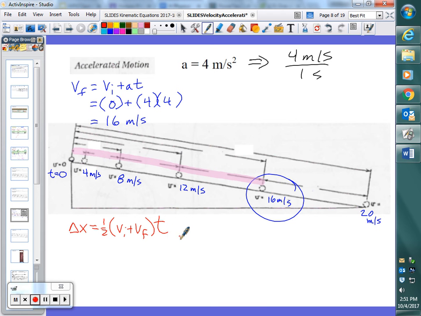So for this part that I've highlighted in pink, what's the initial velocity? 0, right? So we're going to put the 1/2. 0 goes here. What's the final velocity during that section I highlighted in pink? 16. How much time are we talking about here? 4 seconds. 0 plus 16 is what? 16. Divide that by 2. 8. Multiply that by 4. How far did it go? 32 meters. You were 8 off. Just close.